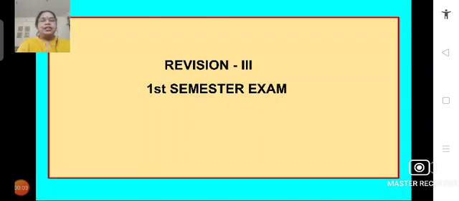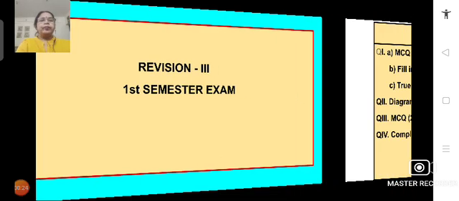In today's mathematics session, we are going to revise and discuss some of the important problems from chapter number 1, knowing our numbers, chapter 2, whole numbers, and chapter 3, playing with numbers. But before we do that, let's have a look at the paper pattern of mathematics question paper.